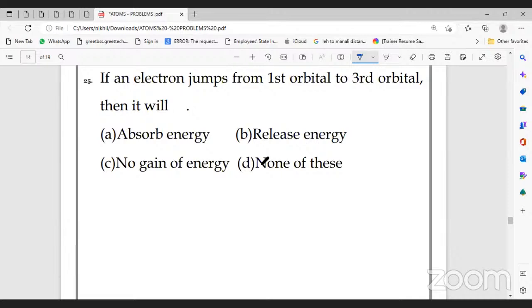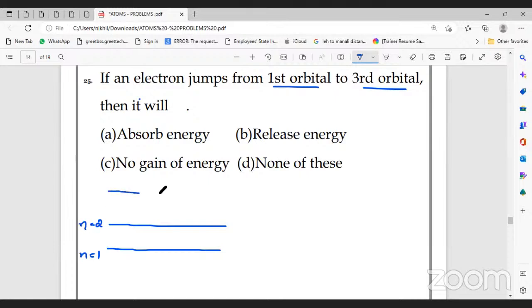Come to this particular case. The electron is going to jump from the first orbital to the third orbital. So you know that this is the n equals 1 state, n equals 2, the second state, n equals 3, the third state.